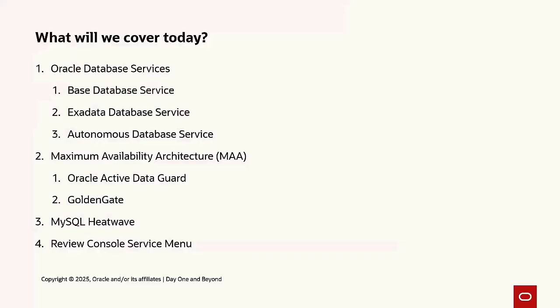All right, so this is today's agenda, what we are going to cover today. We will go over some different Oracle database services, base database service. We will talk about Exadata database, autonomous database service. We will also dive into maximum availability architecture tools, so we have Active Data Guard as well as GoldenGate. And lastly, we will talk about MySQL HeatWave for a bit before we dive into a demo for autonomous database.